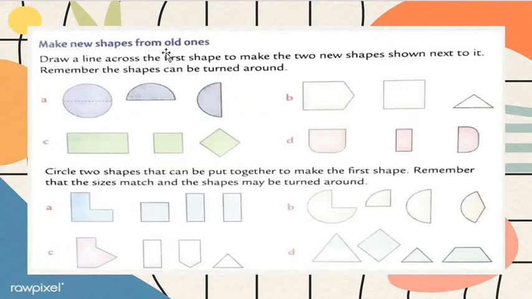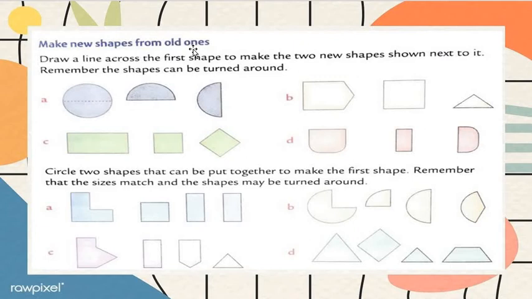Make a new shape from the old one. What, my dear students? Make a new shape from the old one. It means we have to make a shape. Draw a line across the first shape to make 2 new shapes. Show the next to it. Remember, the shape can be turned around.